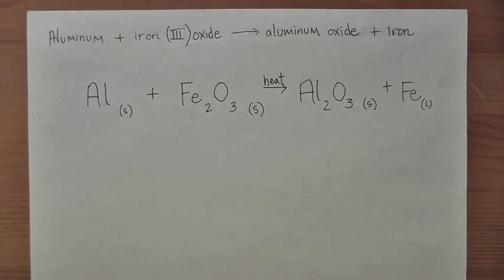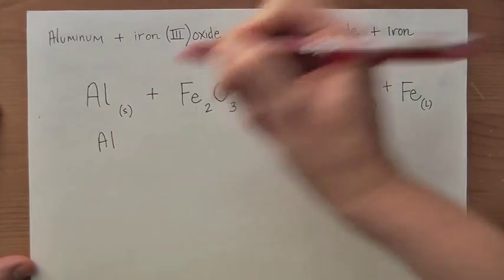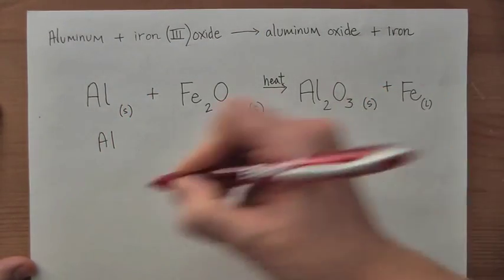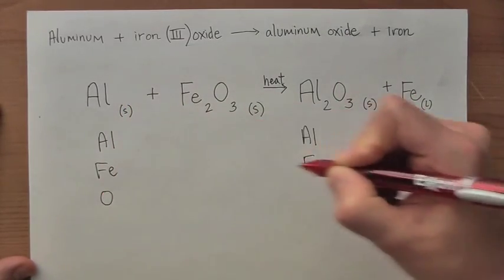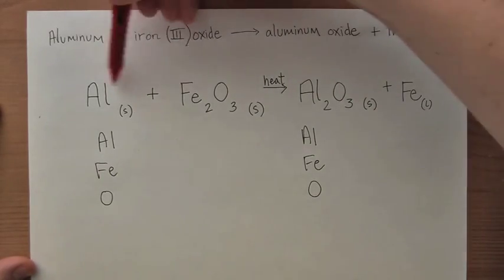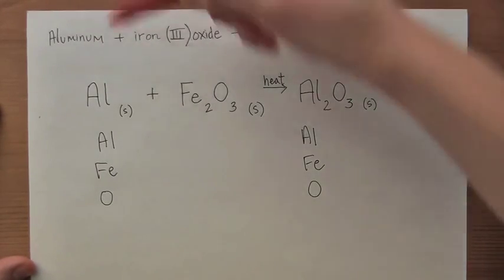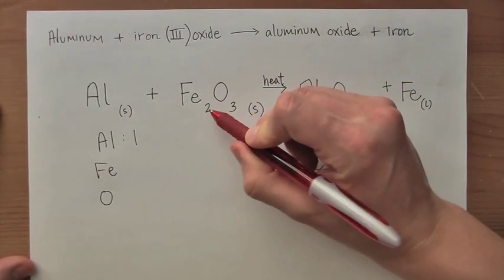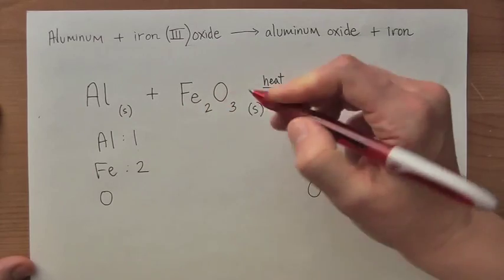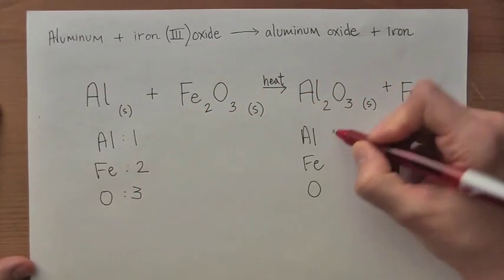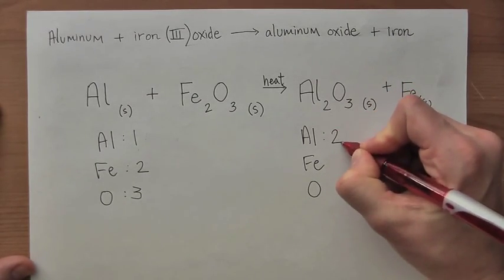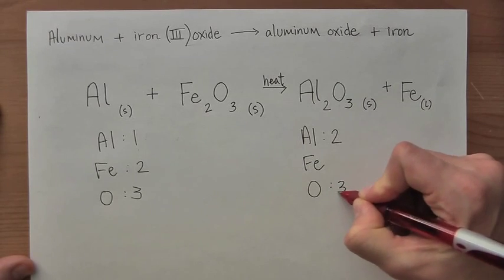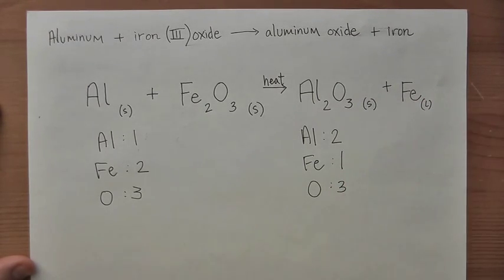I like to use a tally system when I am balancing equations. Let me show you. I have aluminum on this side and aluminum on this side. I have iron on this side, I have iron on this side, and I have oxygen. Let's count how many aluminum I have on my reactant side. I have 1. Iron, I have 2. Oxygen, 3. Now let's talk about the product side. I have 2 aluminum, I have 3 oxygen, and I have 1 iron.